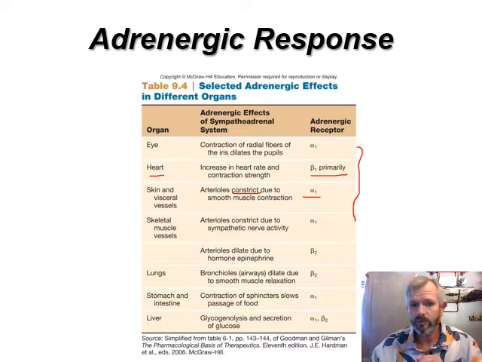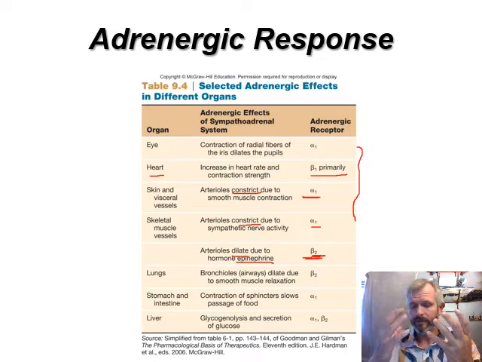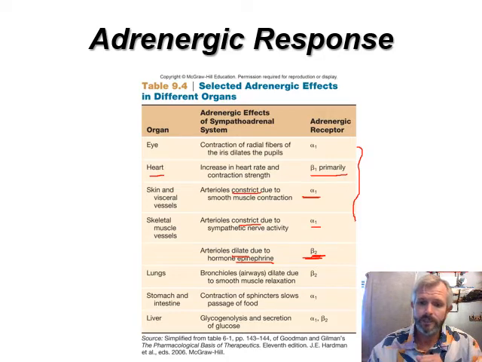We also have alpha-1 on skeletal muscles that causes constriction, right? But that's not what we want. We want dilation, and in this case there are also beta-2 receptors on the arterioles for skeletal muscle. And what do you see happening? That epinephrine from our sympathetic is going to cause dilation. So here's where we get that different response. We get constriction here, but we get vasodilation at the skeletal muscles. So again, the receptor subtype is going to determine what the action is.